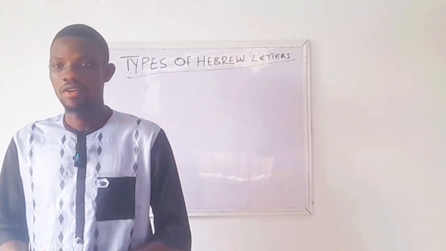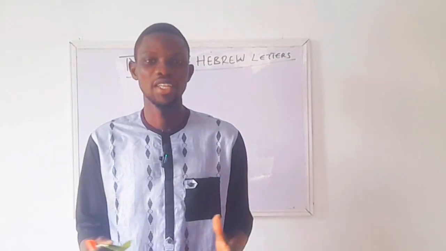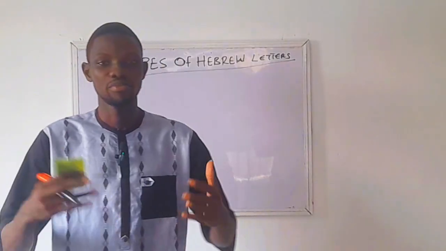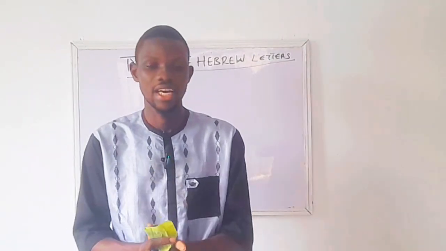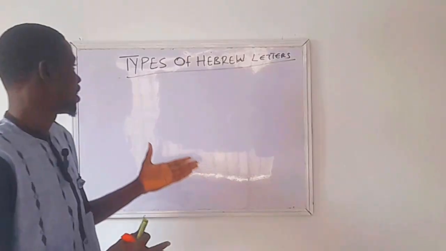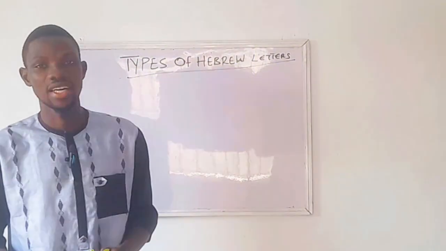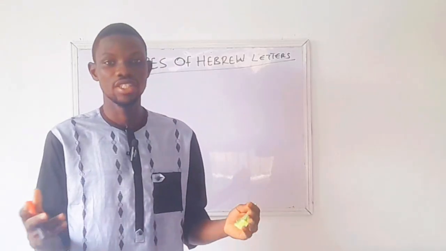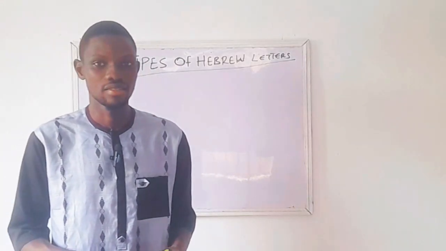I want to believe that you've been learning something since we began this class, and you have been practicing the Hebrew alphabet that we have studied together. So today we are going to be looking at the different types of Hebrew letters or Hebrew alphabet. Of course, I have introduced us to the first type while I was introducing the Hebrew alphabet. I'm going to make mention of it again, and then we are also going to proceed together to see the different types of the remaining letters.